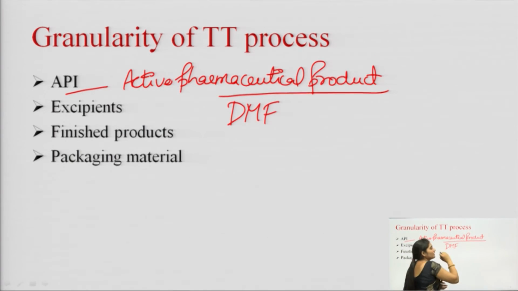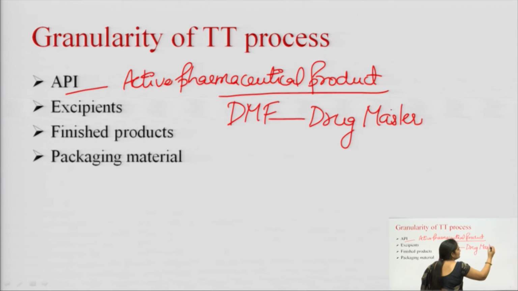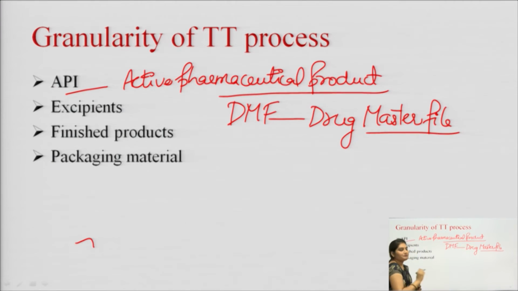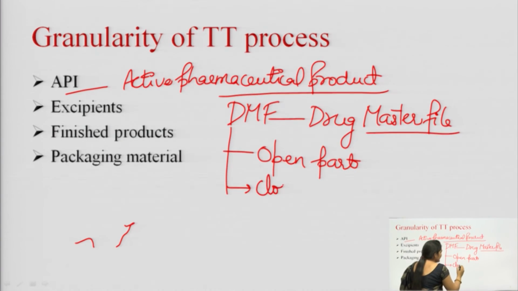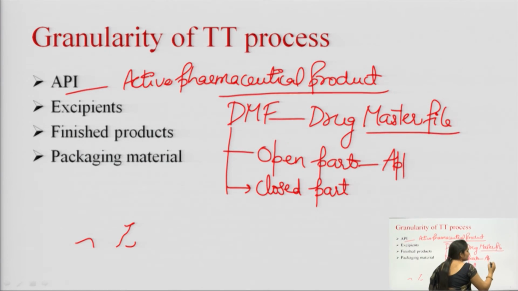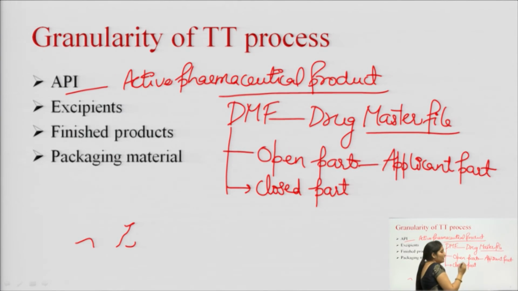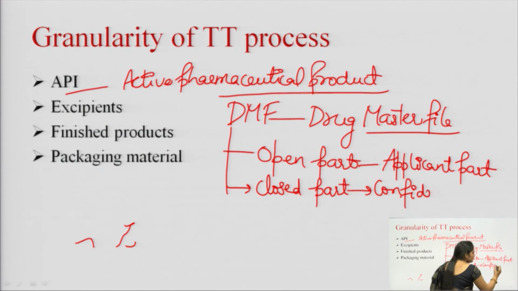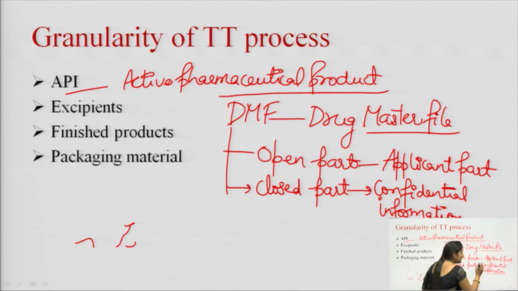This information will be transferred in the form of DMF, and this DMF stands for drug master file. DMF stands for drug master file, and this DMF consists of 2 parts. One is open part, second is closed part. This open part is applicant part, and this closed part will contain the confidential information, and this confidential information can be disclosed only before the regulatory authorities.